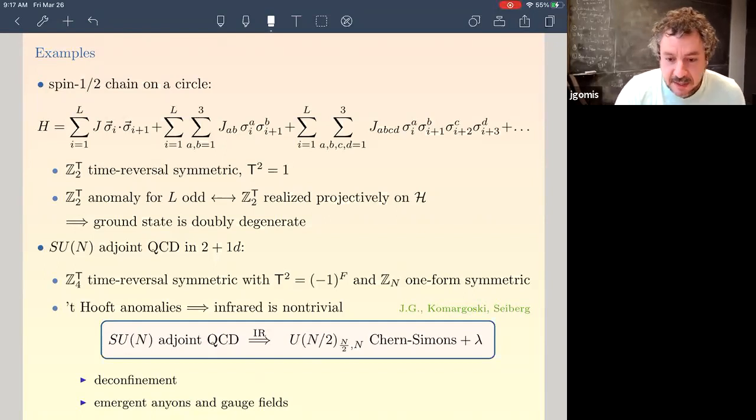And notice that this leads to surprising behavior for the infrared dynamics of these theories, like emergent gauge fields and anyons and the confinement of the quarks. Notice that here there is confinement while all dynamical quarks are in the adjoint representation. So these are two simple examples of how the existence of 't Hooft anomalies can tell you something quite dramatic about the infrared of systems.